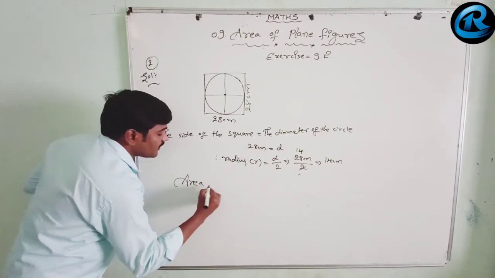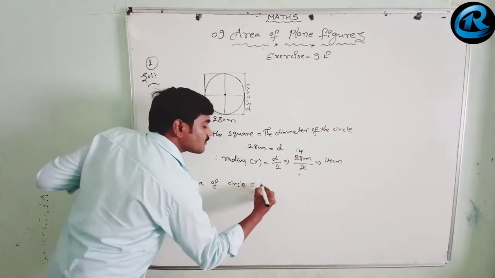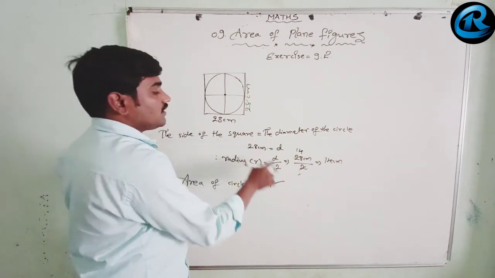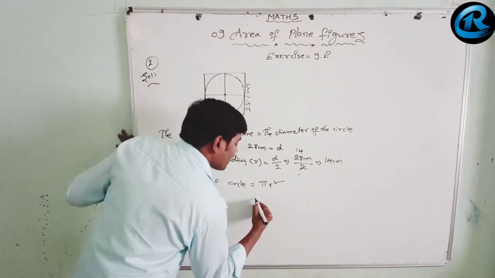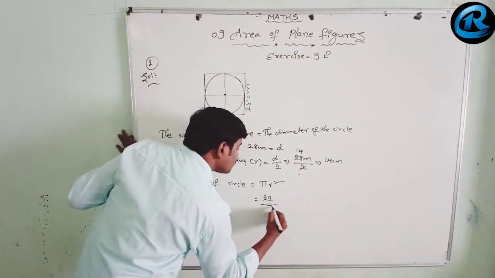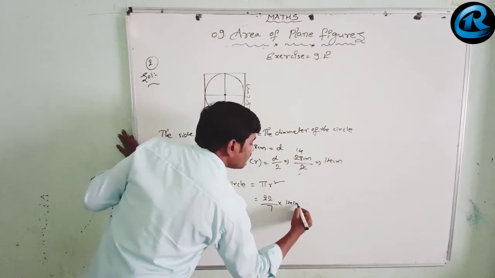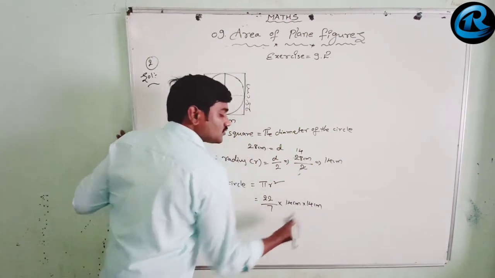So let us find out the area of circle, which is equal to pi r square. Area of circle formula is pi r square. If we have only the radius, we can find out the area of circle. So here pi value is 22/7, r value is 14 centimeter into 14 centimeter, because it is r square, so we write it 2 times.